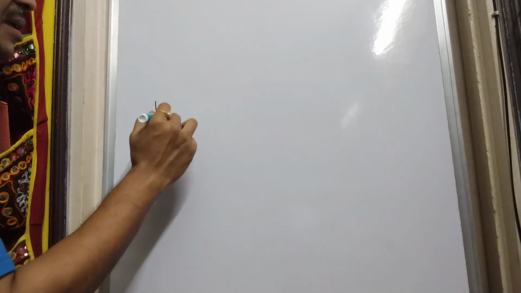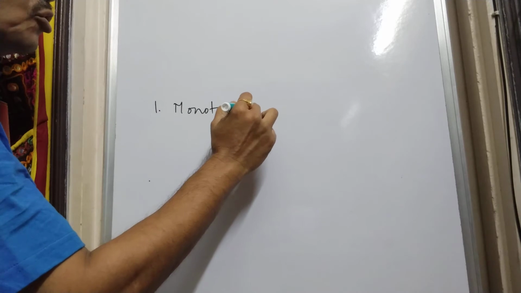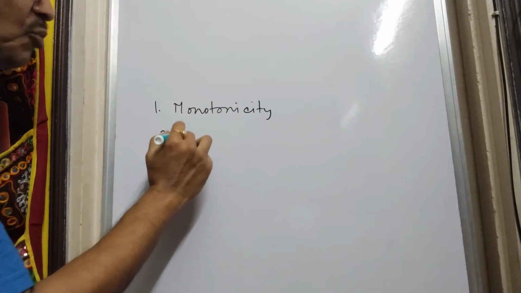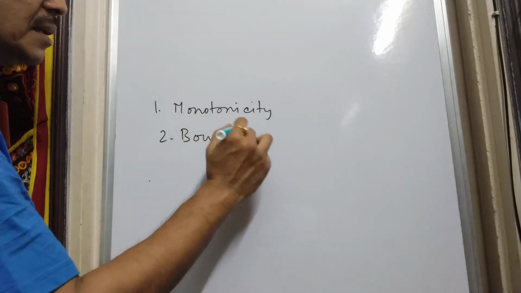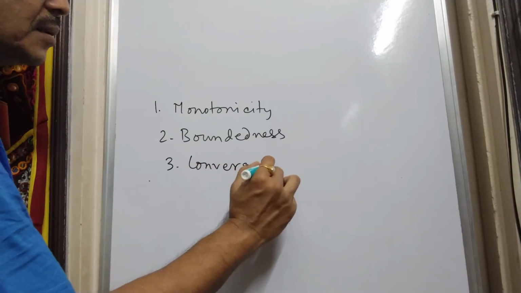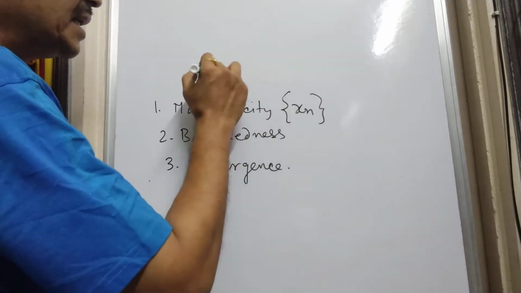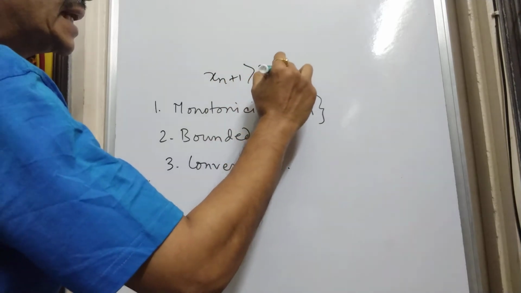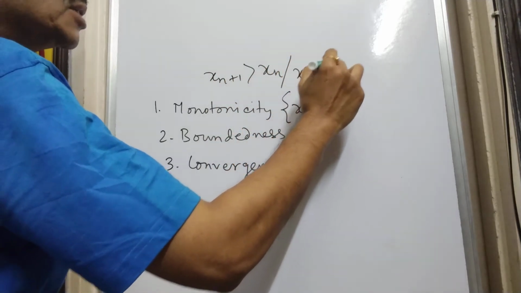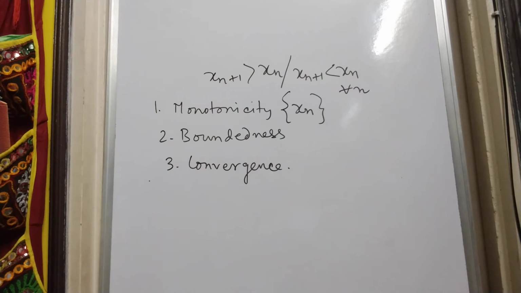This sequence of real numbers has three properties: monotonicity, boundedness, and convergence. Obviously, whenever there is a sequence xn, if we can say that xn plus 1 is always greater than xn, or xn plus 1 is always less than xn for all n, then this is monotonic increasing and this is monotonic decreasing. You can easily apprehend.